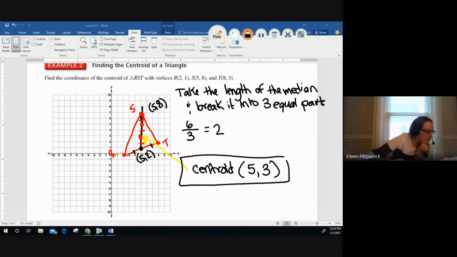I'm just checking. Did I plot it wrong? My answer key says 5, 4. I'm just looking to see if I graphed it in the wrong spot. 1, 2. No, 1, 2, 1, 2. No, it looks right. Maybe I did something wrong on my answer key. Not sure, but that's okay. Let's keep on moving along.